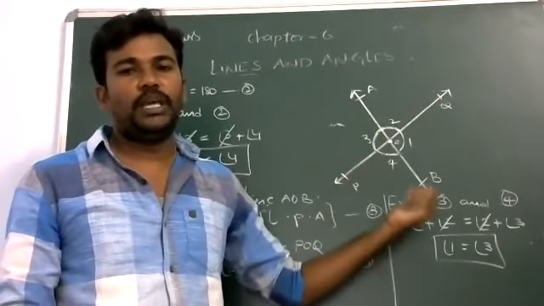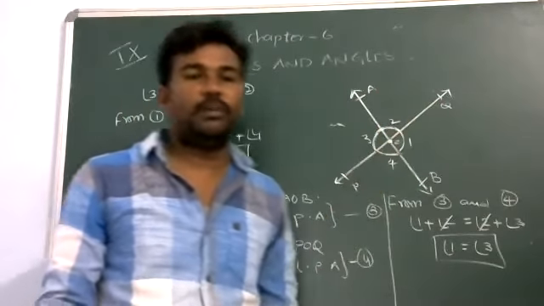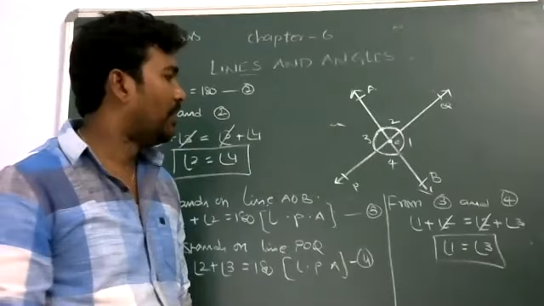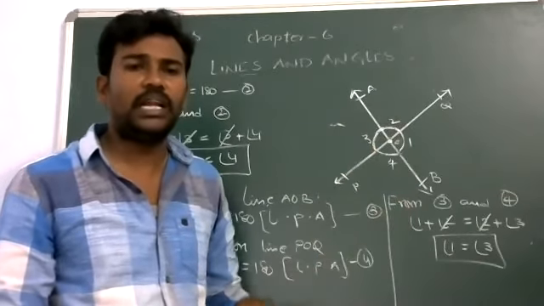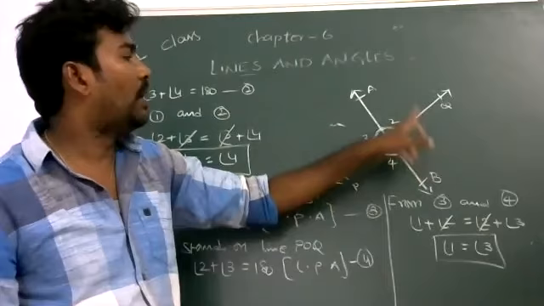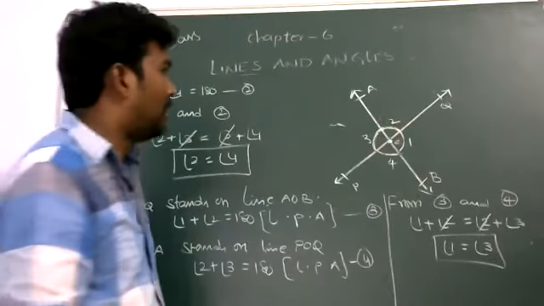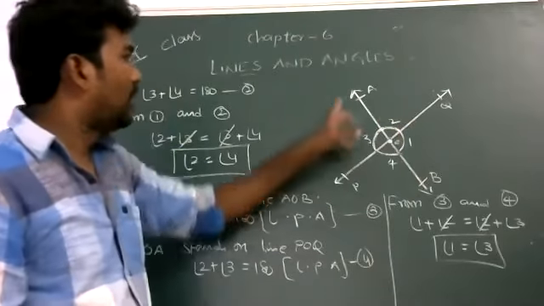So POB, BOQ, whatever it may be, you can write like this. No problem. If you are getting any confusion, you can go by 1, 2, 3, 4. Then you are getting an easy answer. So angle 1 plus angle 2 equals, first of all, you can see this one.